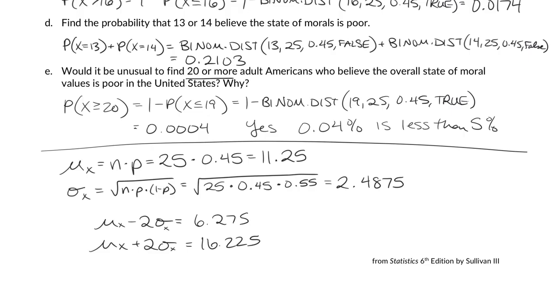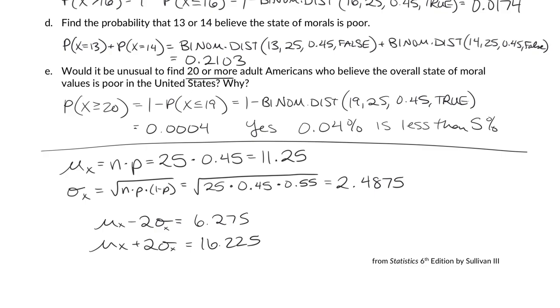now this is the boundaries for 2 standard deviations above and below the mean number of people who would say that they think the state of morals in the United States is poor. What number were we looking for again? 20. That's bigger than 16, isn't it? So it's outside of the 95% of our data. It would be considered unusual for that reason as well.